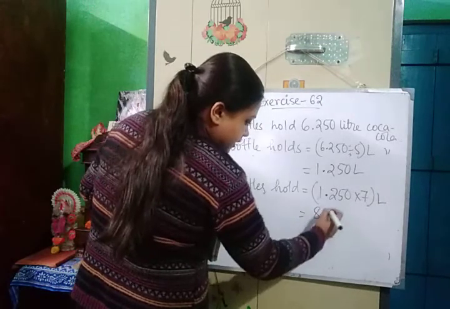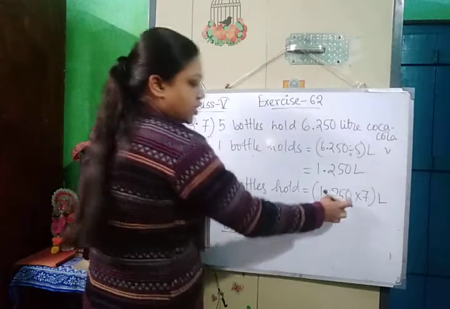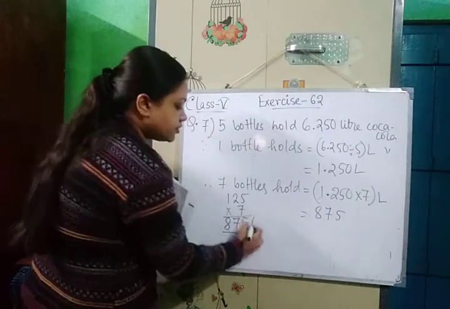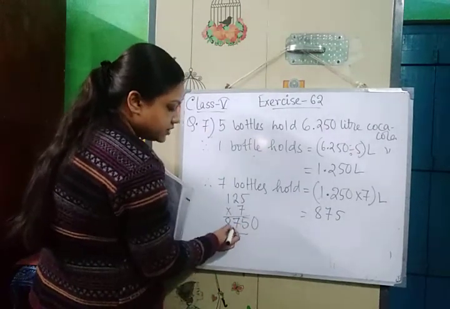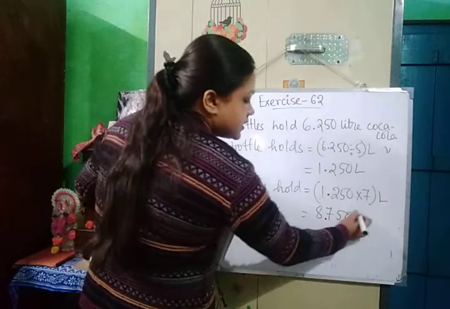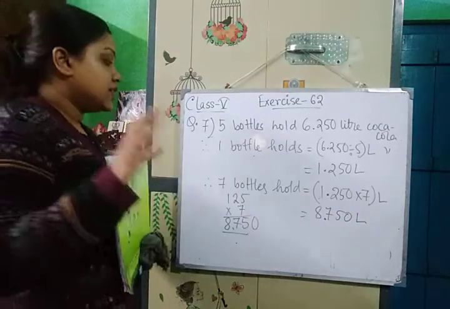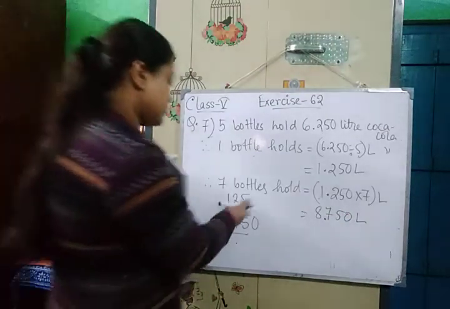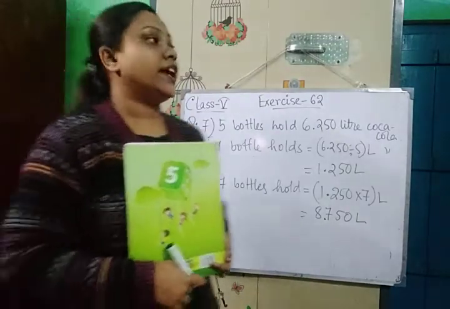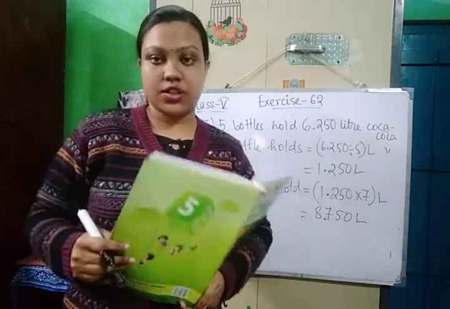So 875. Now 1 zero we will put here because we have multiplied without the point, and after 3 digits we will put the point here. So it will be 8.750 liter Coca-Cola. So 7 bottles hold 8.750 liter Coca-Cola. That is the answer.